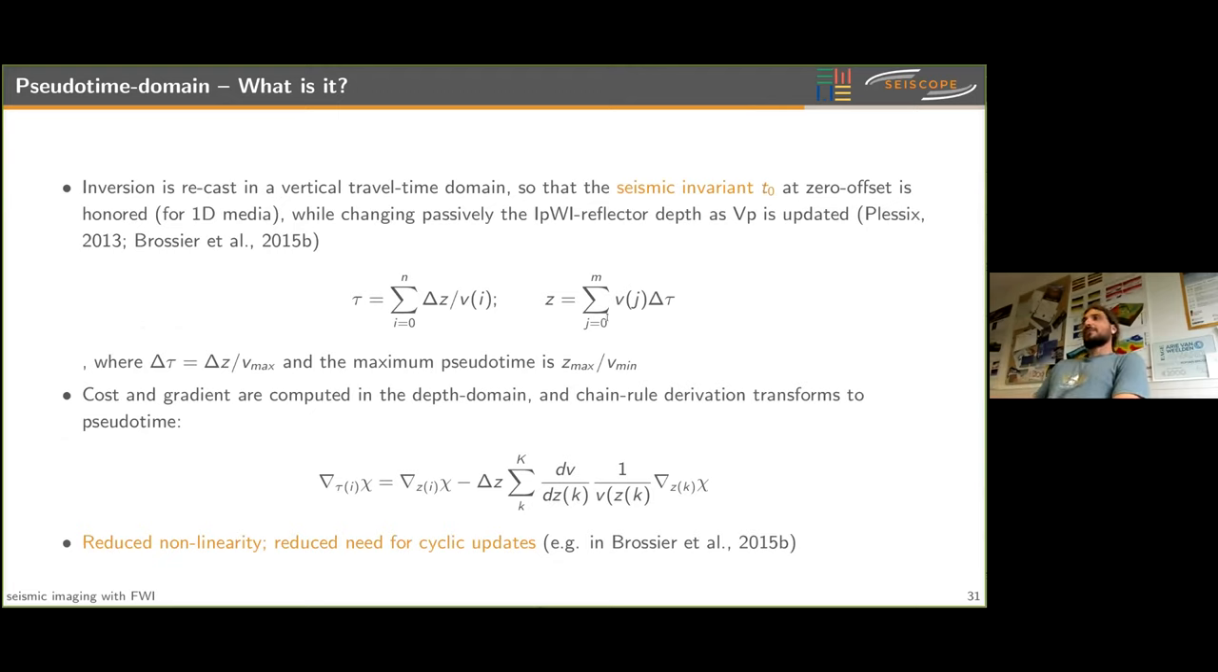The idea is therefore to no more estimate the impedance in the depth domain, but in the pseudo-time domain, thanks to a chain rule transformation between depth and time, assuming a 1D propagation. The idea is to remove the cycled workflow and just compute the reflectivity once in this pseudo-time domain. And then each time the velocity moves, the reflectivity will automatically be mapped accordingly in the depth domain thanks to the T0 invariant.